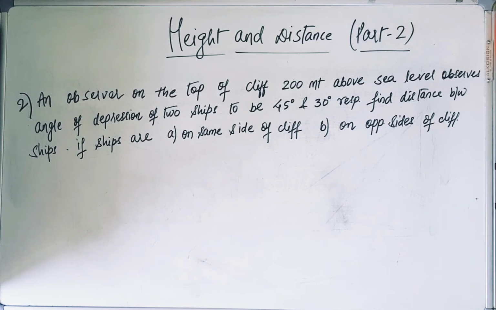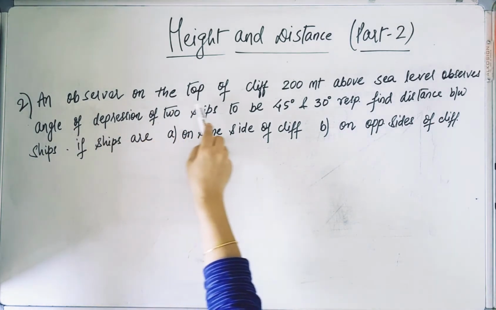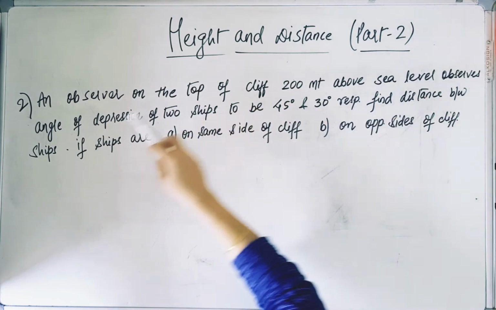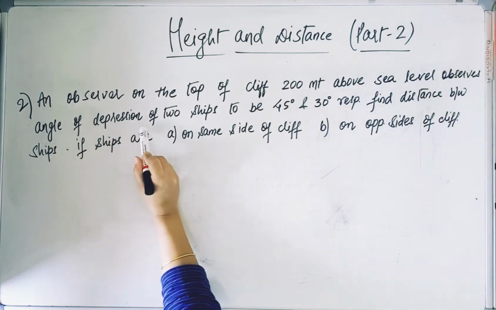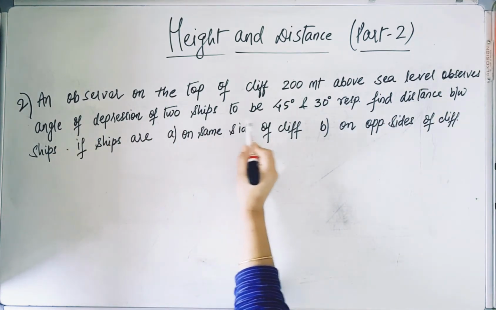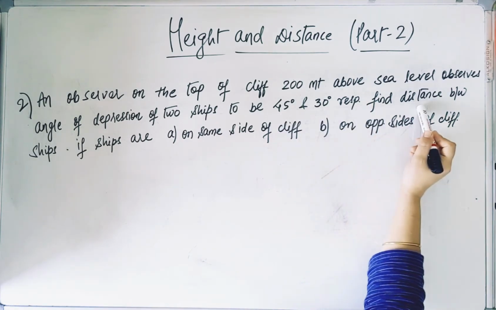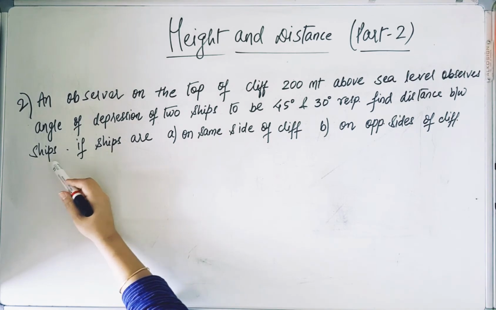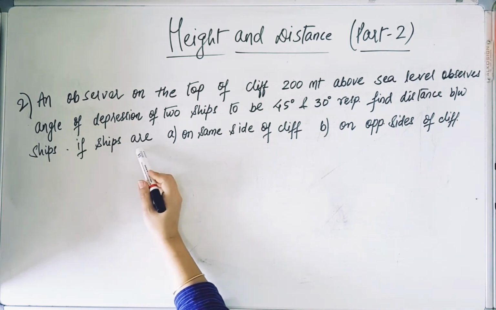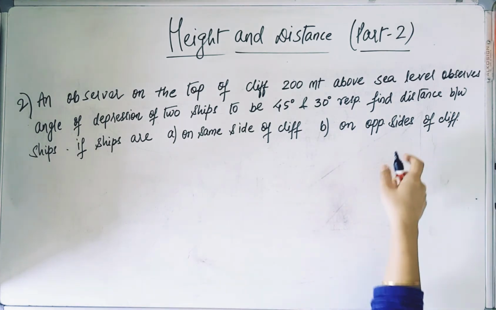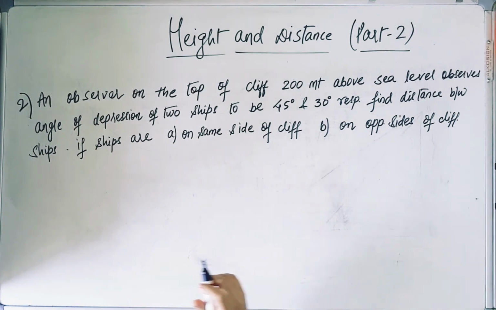See now the question is, an observer on the top of a cliff of 200 meter above sea level observes angle of depression of two ships to be 45 degree and 30 degree respectively. Find distance between ships if ships are, first case is on the same side of the cliff and second case is on the opposite side of the cliff.